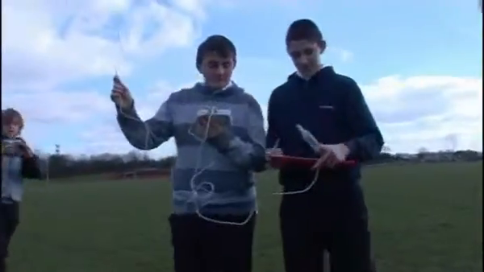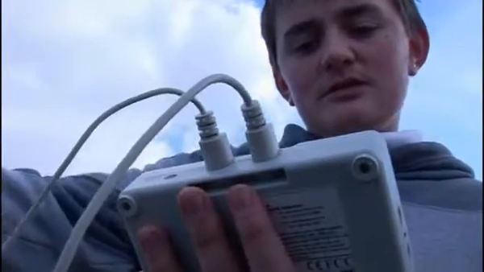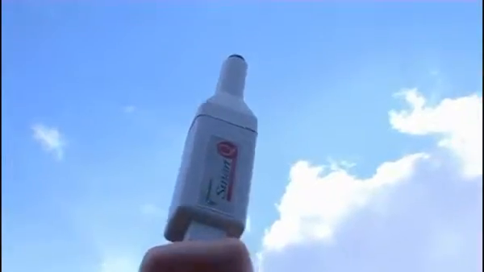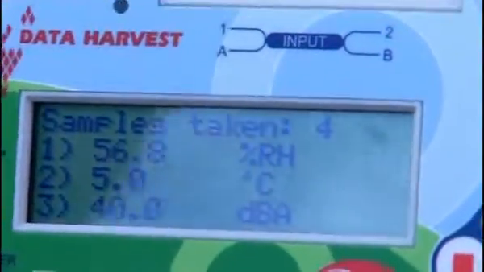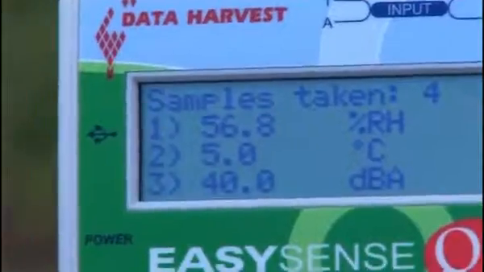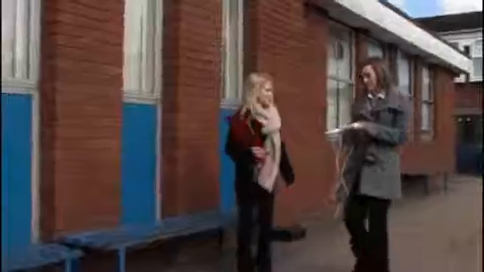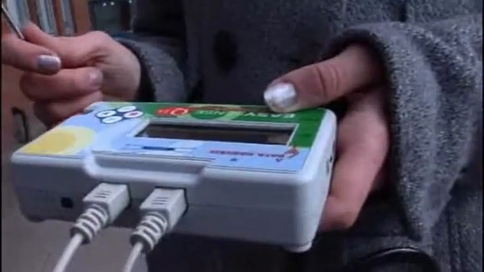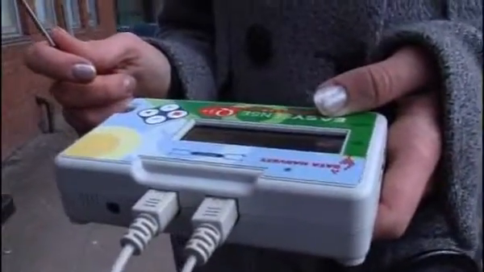Right, lads, how are you getting on? We've done it. It's saying it's 5 Celsius. 56.8 is the humidity. The handheld logger stores the data until it can be analysed back in the classroom. Been getting warmer ones when we were higher up, and by the trees we got cooler. The temperature's 7.4. It's a bit higher because of the sun. And the humidity is 47.8.